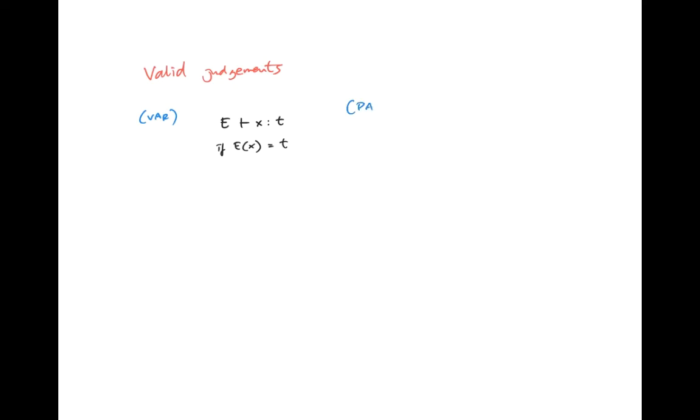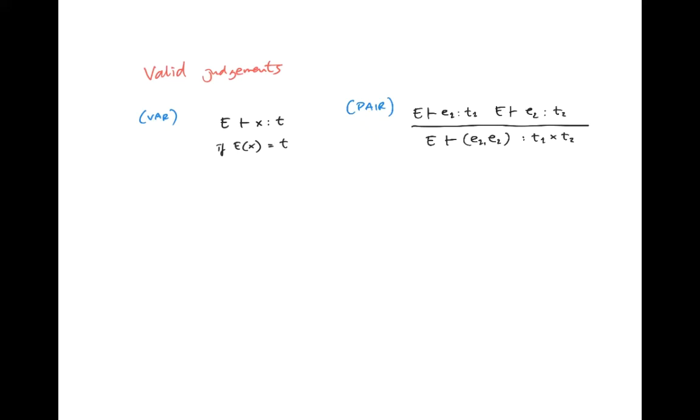Now, how do we type a pair? Well, if we have a pair, E1, E2, and we type it in some type environment E, then the pair should have type T1 times T2, and T1 should be the type of E1, and T2 should be the type of E2.